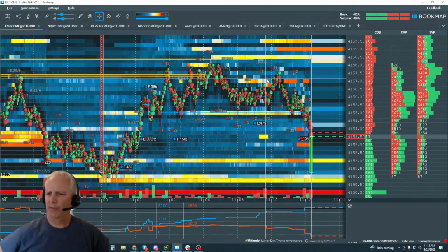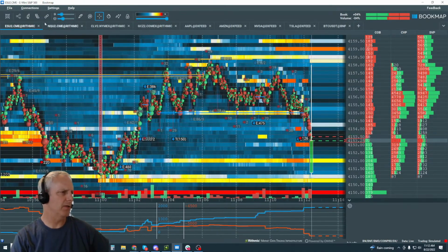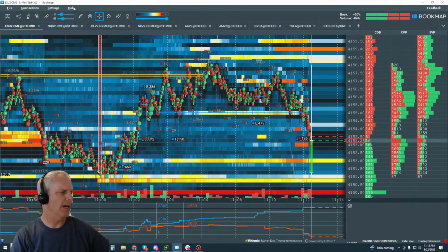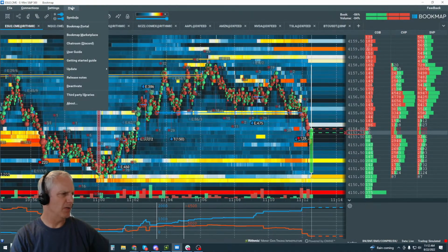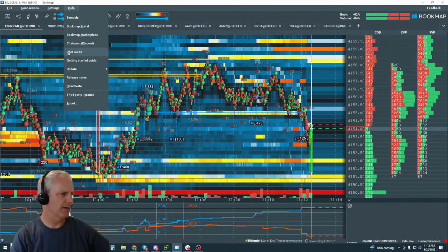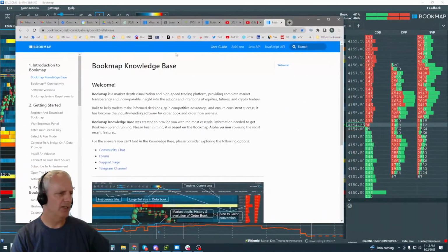Jeff, you will have to subscribe to Bookmap Global Plus, and then you'll have to download that Dome Pro. I can show you that here if you go to Help in Bookmap, and then we go to the User Guide section here. That'll bring up this page, which is the Bookmap User Guide.